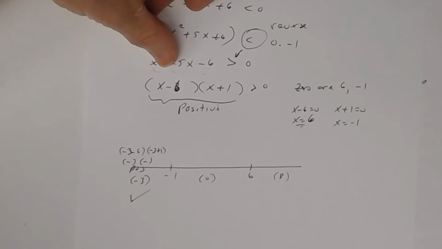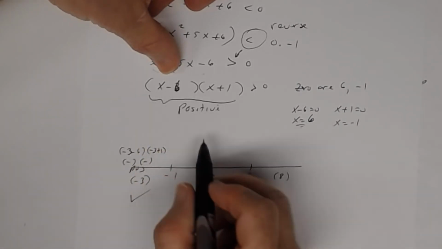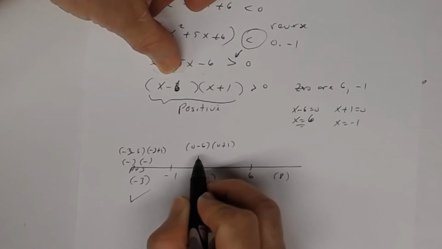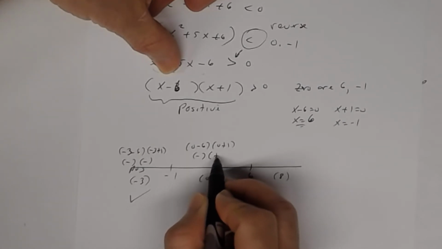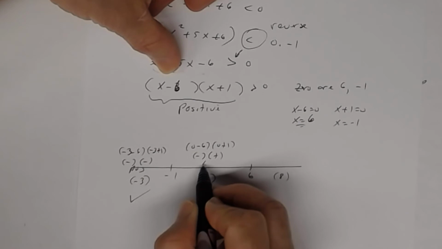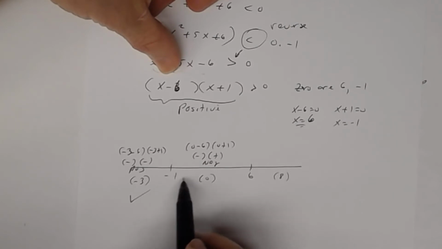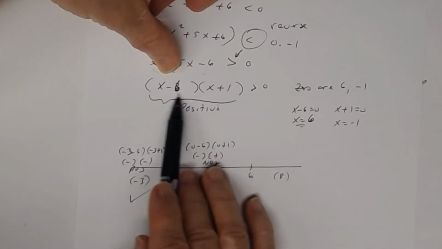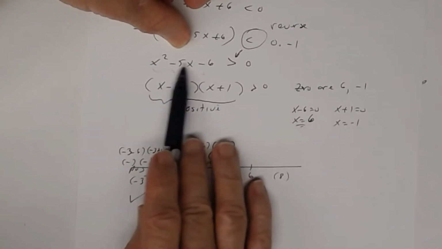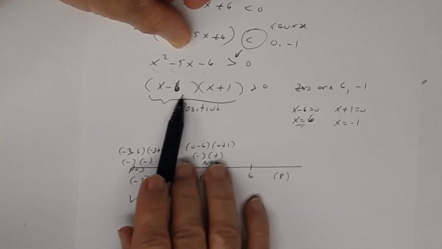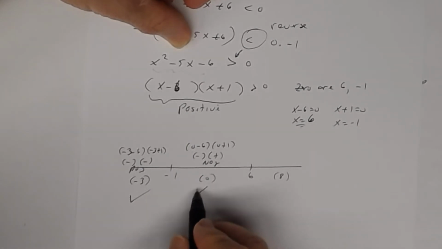Let's go to 0. If x is 0, I get 0 minus 6 times 0 plus 1. 0 minus 6 is negative. 0 plus 1 is positive. A negative times a positive is a negative. So that means that any real number between -1 and 6 will make this inequality negative. Is that something I want? And the answer is no.